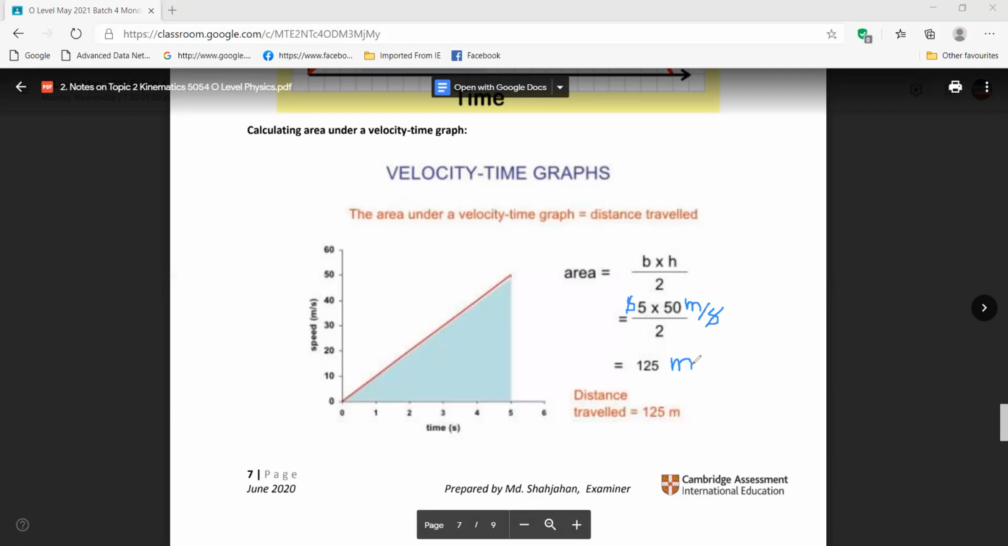That's why we are coming to the conclusion that the area under the speed-time graph gives you the distance. So you got the proof of how it is the distance traveled, Karim? Yes, sir.